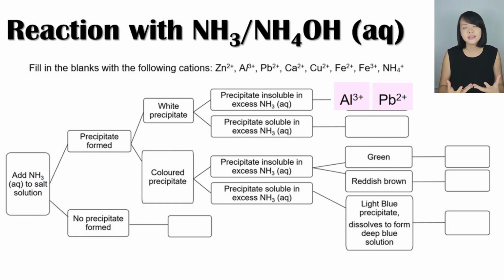We actually mentioned that aluminium and lead-2 ions give the same results if we add aqueous ammonia into the unknown solution. For both ions, a white precipitate will form, and this white precipitate is insoluble in excess aqueous ammonia. So if that's the case, what can we do to distinguish lead-2 ions from aluminium ions? Take a moment to think about it.